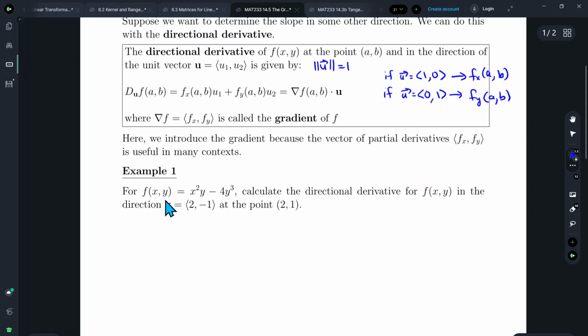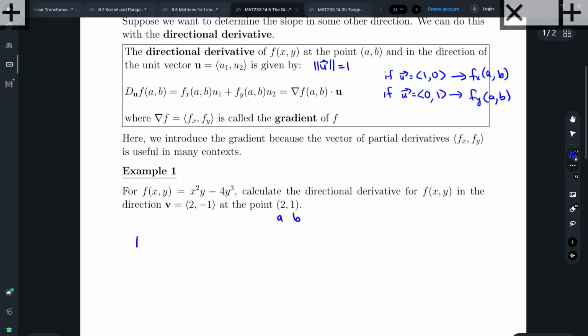So in example 1 here, we're given this function f of x, y, and we're asked to calculate the directional derivative at the point 2, 1, and in this direction v. So in the notation of the formula above, the point is located at a, b, right? So in this example, my a is going to be 2, and my b is going to be 1. And as I mentioned before, to actually proceed with the calculation, you want your direction vector to have magnitude 1. But if you look at this given direction vector, this vector does not have length 1, right?